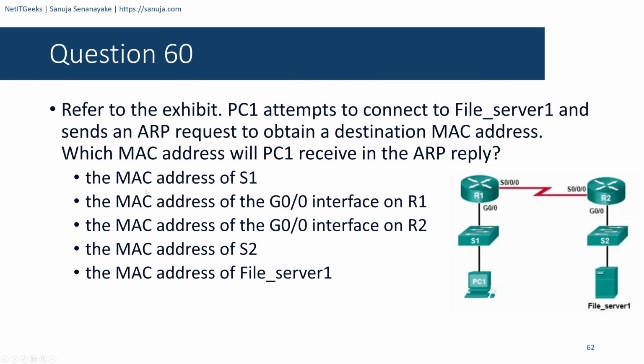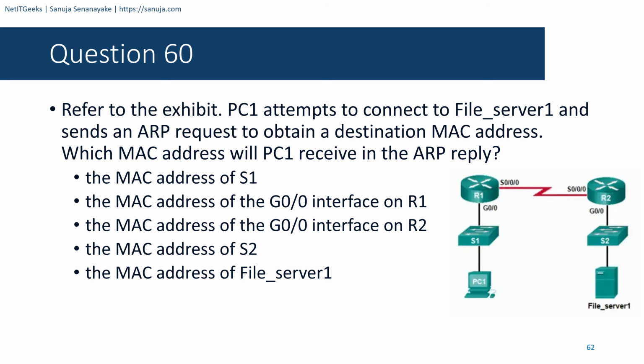The answers could be the MAC address of S1, which is this one; the MAC address of the G0/0 interface of R1, which is this one; the MAC address of the G0/0 interface of R2, which is facing the file server; the MAC address of S2, that one; or the MAC address of file_server1. Remember, PC1 on this side is trying to reach the file server here, and it has just sent an ARP request looking for that MAC address. So what will happen here? If you understand how ARP works, this should be an easy answer.